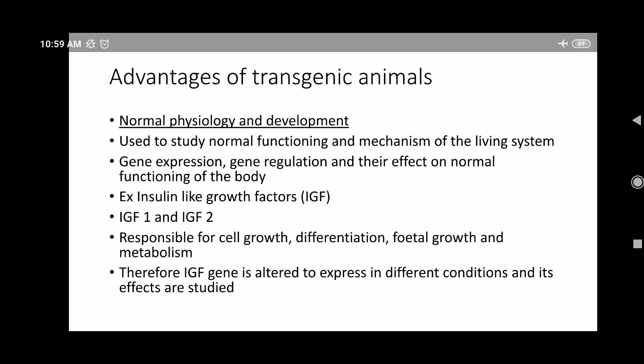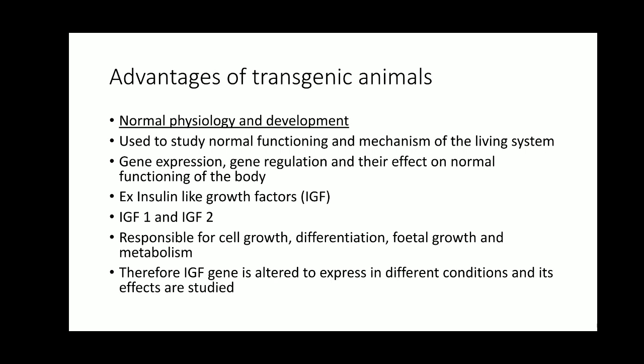So let us see some of the advantages of the transgenic animals. One of the advantages of the transgenic animals is to study the normal physiology and development. Now you might be knowing what is normal physiology and what is pathophysiology, right? That is studying the normal functioning and mechanism of a living system, like how the genes are involved in regulation of these functions, or how these are formed, and how the development of organs, cells and certain biological compounds is going to take place, and how they interact with one another.